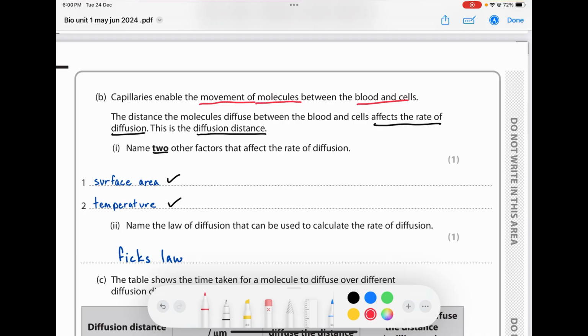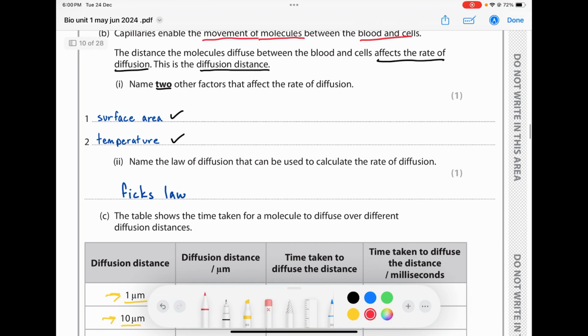Surface area, if there's a larger surface area, then that allows the molecules to move from a higher concentration to a lower concentration much more quickly than compared to a smaller surface area. And the greater the concentration gradient, the faster the rate of diffusion. Now they asked us to name the law of diffusion that can be used to calculate the rate of diffusion, and that is right over here, Fick's law.